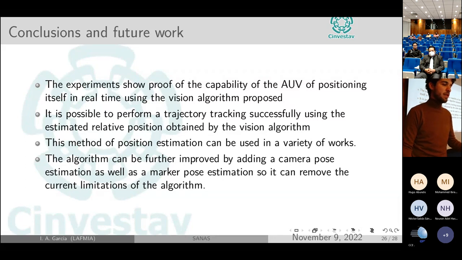And for future work, this algorithm can further be improved by adding a camera pose estimation as well. Since you saw our results and our equations, we only estimate the position, but not the pose. But it can be further improved, so making that estimation as well. So we can remove some of the current limitations of this algorithm. That would be all.